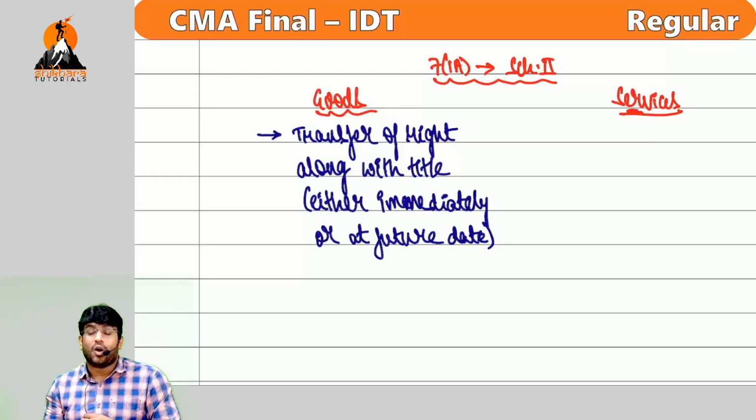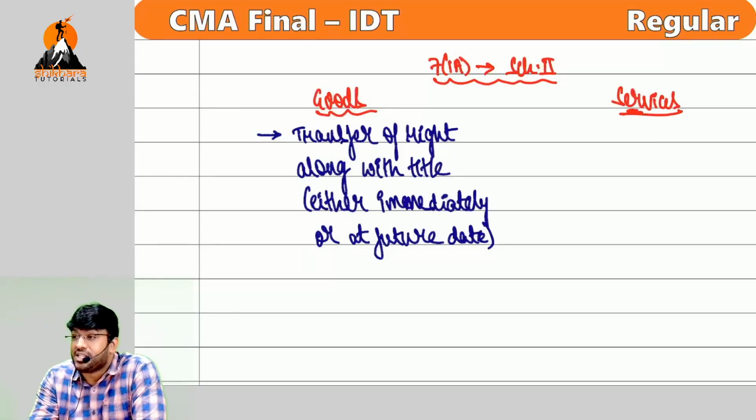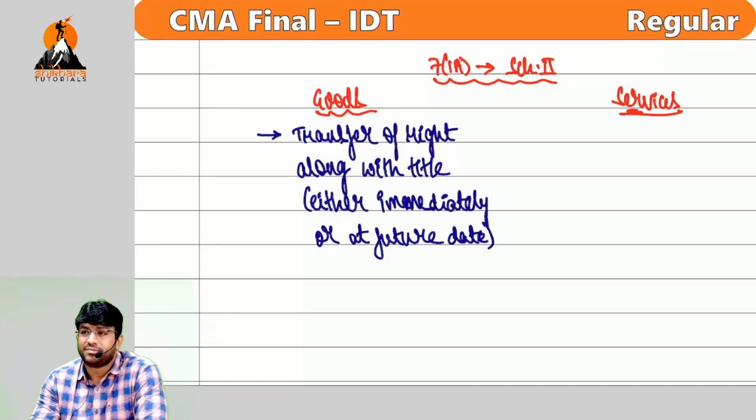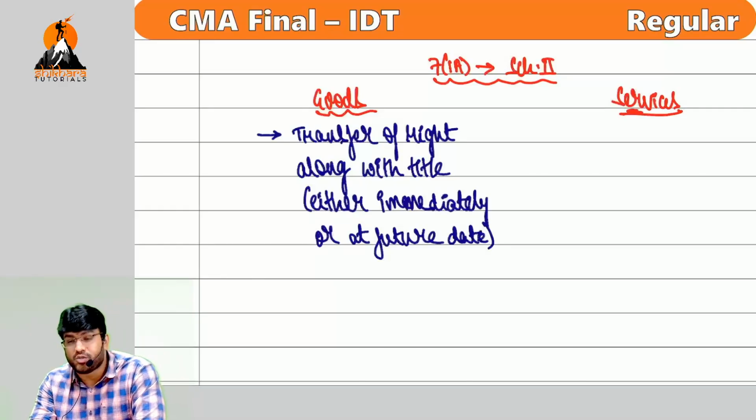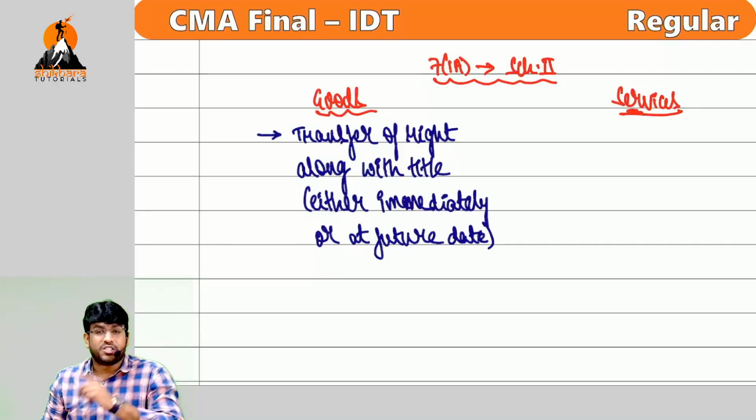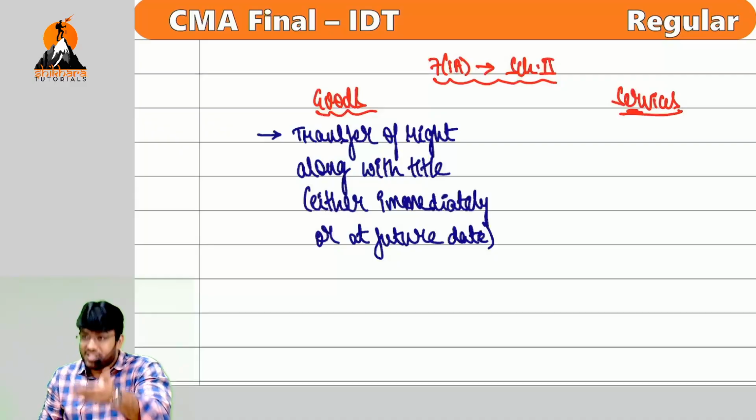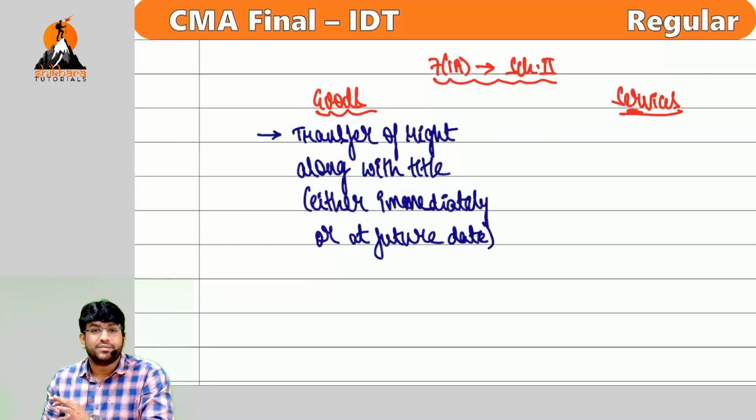Sir, heard of something called installment system and hire purchase system? What is the difference? In installment, ownership will pass on payment of first installment. Hire purchase, ownership will pass on payment of last installment. Even though it is passing at a future date, still it is called supply of goods only. That's the point I want to tell. You got the logic now here?